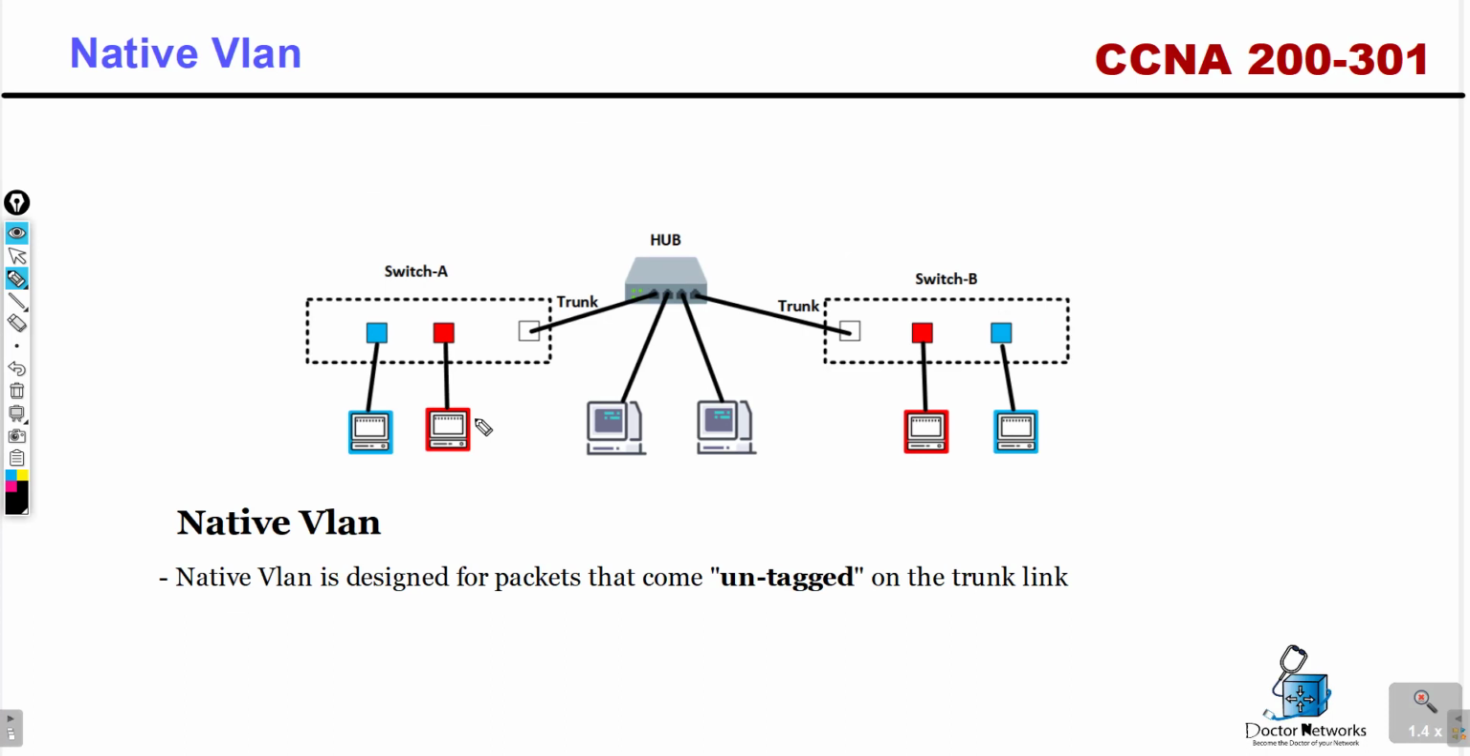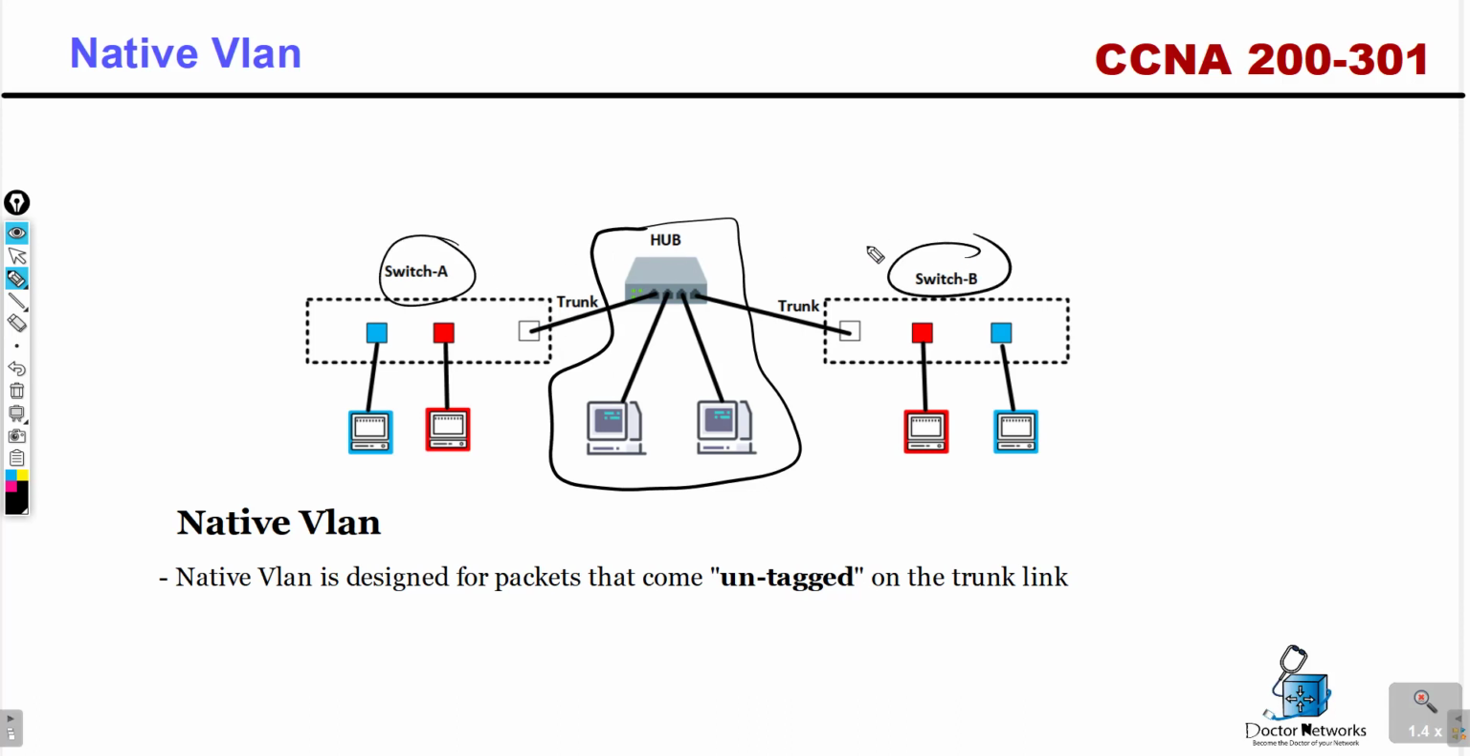Okay, as we talk about trunking, the native VLAN concept is designed for packets that come untagged on a trunk link. To really understand native VLAN, just consider this scenario. This is highly unlikely to happen nowadays, but still, to understand what a native VLAN is, we have to understand the concept behind it. So this is just a concept video. Let's say you have some legacy devices connected on the trunk, and the trunk also connects to two brand new switches that need to exchange VLAN information.